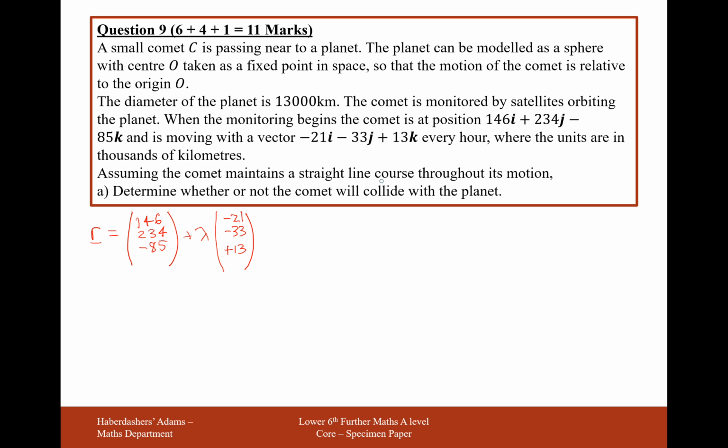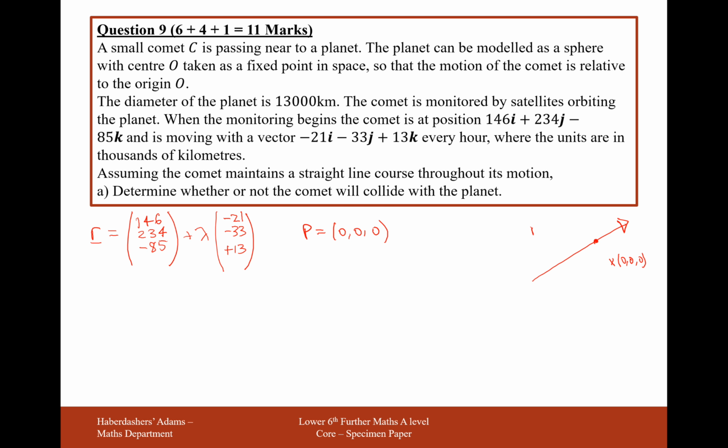Assuming that the comet maintains a straight line course through its motion, determine whether or not the comet will collide with the planet. So, the planet can be modelled as a sphere with a centre (0, 0, 0). So our point is effectively (0, 0, 0). So what this question is asking for here is the distance from a point (0, 0, 0) to a line.